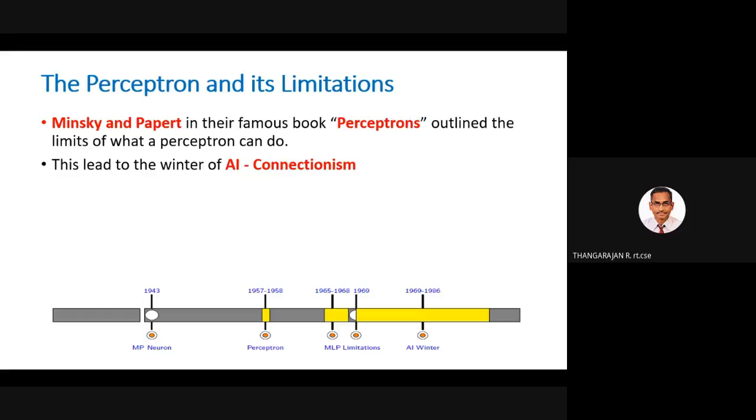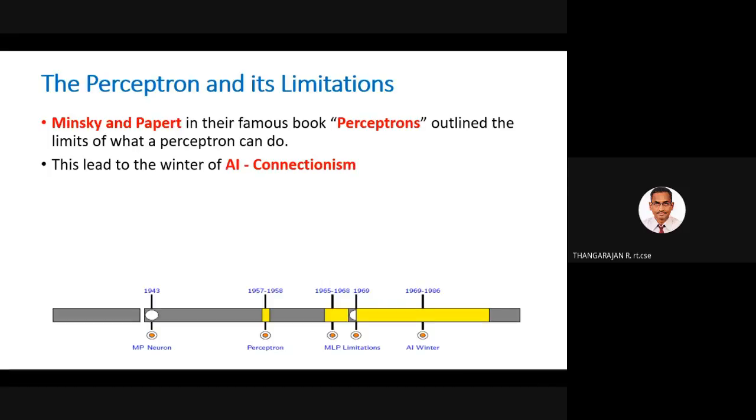Then, of course, Minsky and Papert, in their famous book on perceptrons, outlined the limits of what a perceptron can do. They said this is what a perceptron can do, and this is what it cannot do. People started thinking, so that gives you the limitations of the perceptron.